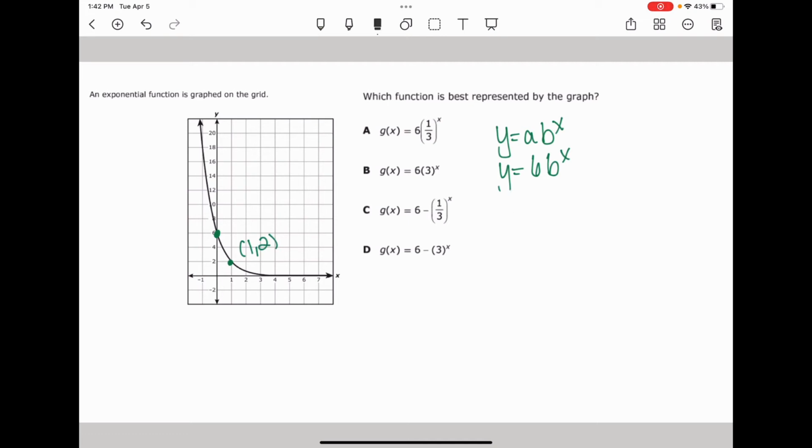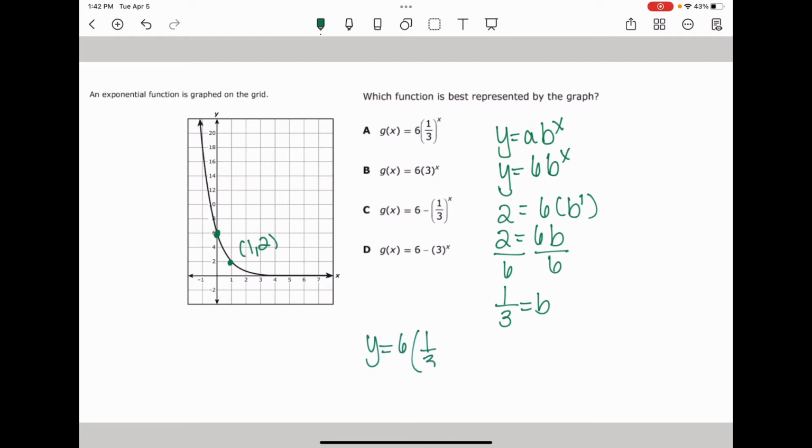So I get 2 equals 6 times b to the 1. So this gives me 2 equals 6b. So if I divide both sides by 6, I get 1/3 equals b. So my equation is going to be y equals 6 times 1/3 to the x, which is answer choice A.